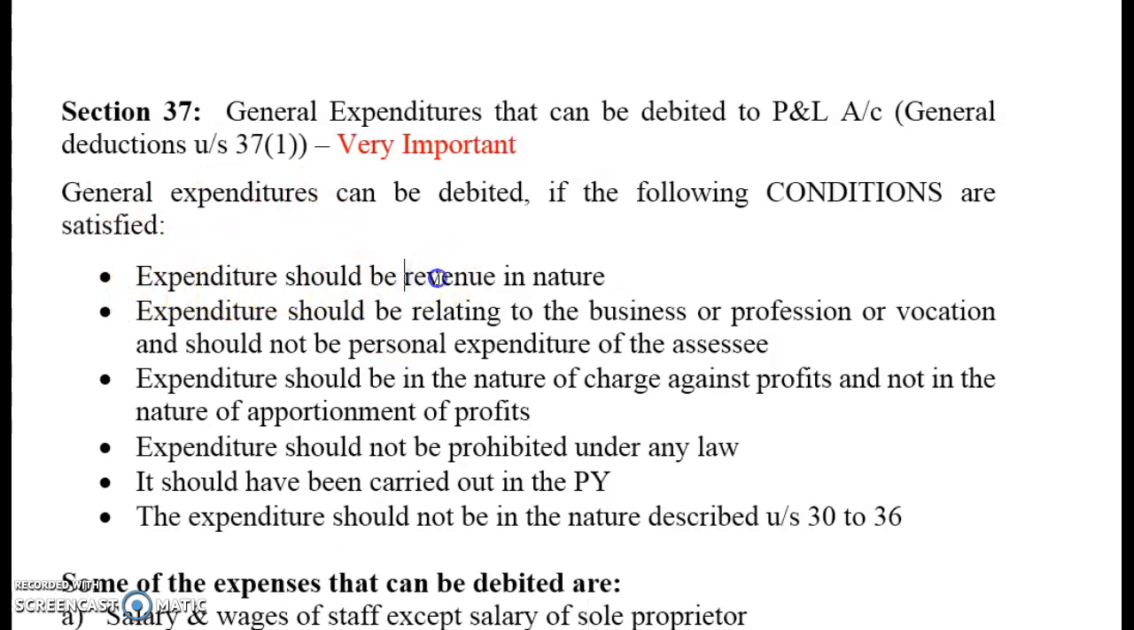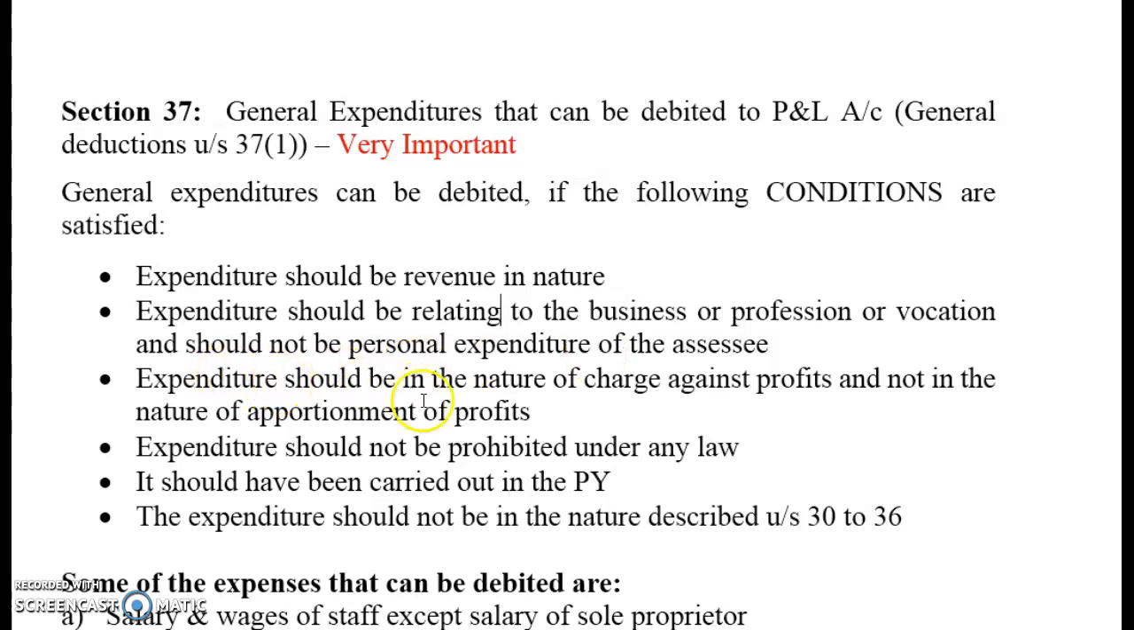Expenditure should be revenue in nature, which we already know, because for the P&L account definitely revenue expenditure should be there. Expenditure should relate to the business or profession or vocation and should not be personal expenditure of the assessee. If he is spending some part or the entire portion for his own personal use, it is not allowed to be debited. You have to add that back to the profit in order to calculate your PGBP income.